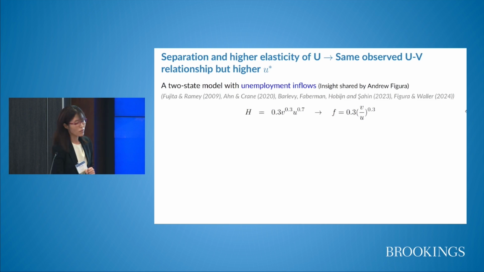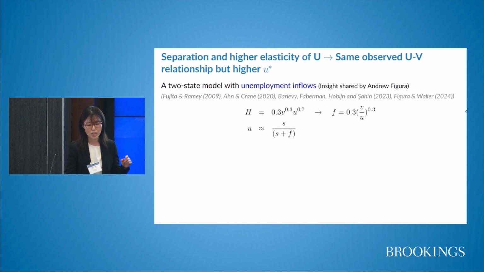Here, my matching function is a standard Cobb-Douglas function, with the elasticity parameter for the vacancy rate at 0.3, and the elasticity parameter for the unemployment rate at 0.7. The constant in the front is a matching efficiency parameter. If you divide both sides by U, the job finding probability becomes a function of the market tightness, V over U. And the unemployment rate, standard in the literature, is approximated with the job separation rate over the sum of the separation and job finding rates. Here, S is the separation rate.